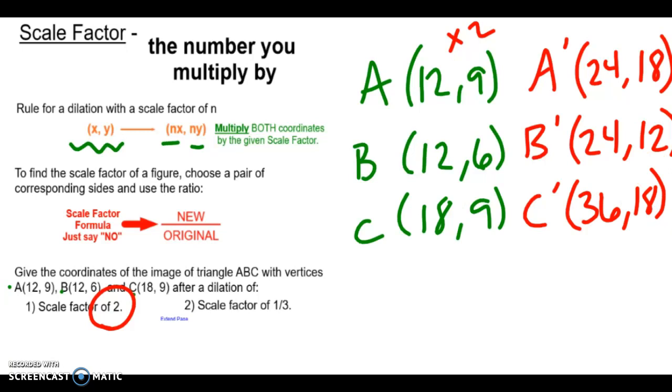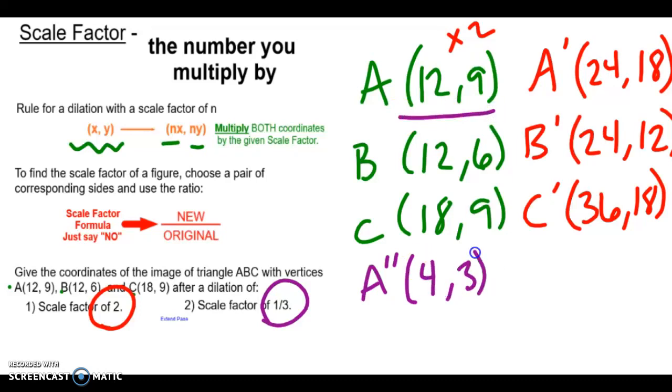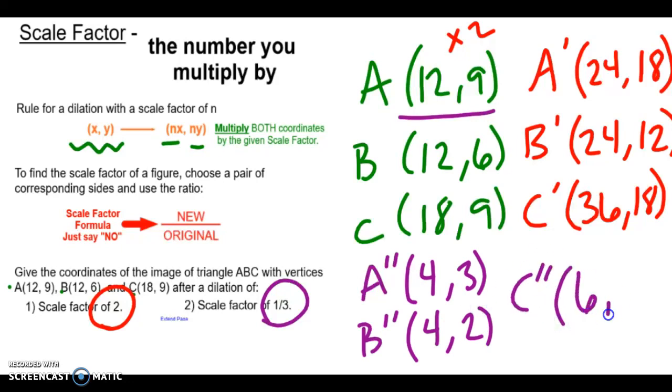Okay? And in the same aspect, if we were going to use a scale factor of 1/3, we're going to multiply each of these coordinates by 1/3, which basically means divide by 3. So we're going to call this A prime prime, because this is our second one from the original. So that 12, 9 from the original up here, we're going to divide each of those by 3. So we get 4, 3. And then B becomes 4, 2. And C becomes 6, 3. So that's kind of how it works.